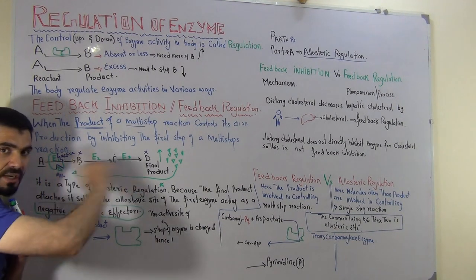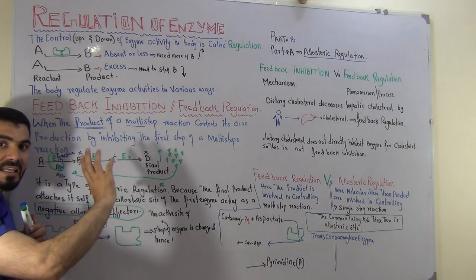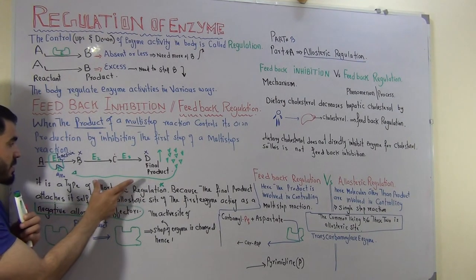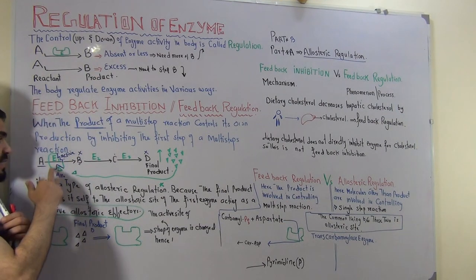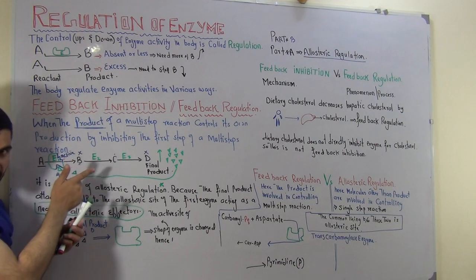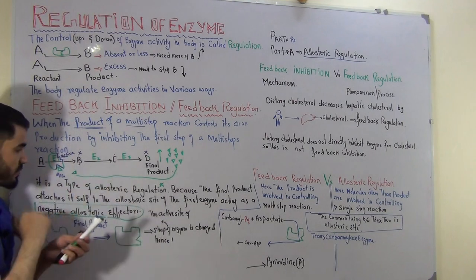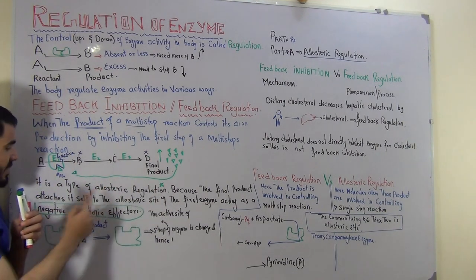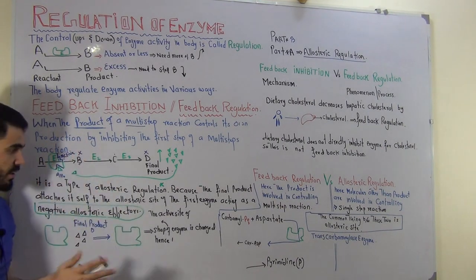As a result, the reaction will not proceed. As compared to the negative allosteric effector, there are positive allosteric effectors. Positive allosteric effectors also attach themselves at the allosteric site, but they don't stop the reaction. They actually support the reaction, so in that case, they will be called positive. But here, the product is acting like a negative allosteric effector, in simple words, because it is blocking the reaction.